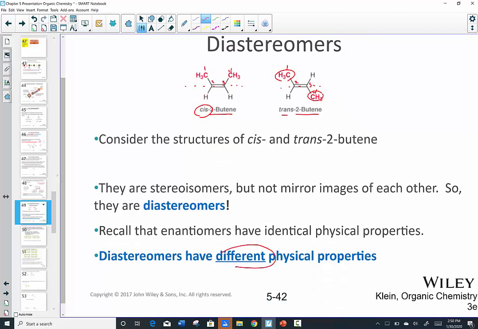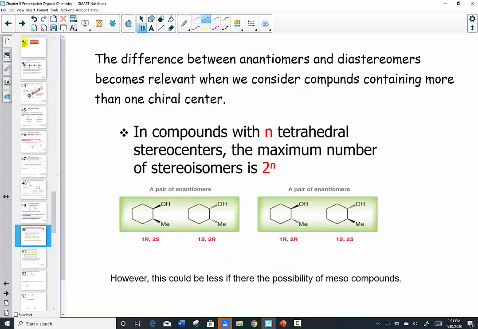Diastereomers have different physical properties. Mirror images, such as enantiomers, have exactly the same physical properties, except that they don't spin light in the same direction. So thinking about that, enantiomers and diastereomers become more and more relevant when we consider compounds containing more than one chiral center. And that's what we have to think about in terms of a meso compound as well. I'm going to break the video here and come back and talk about compounds that have more than one chiral center and introduce a vocabulary word known as a meso compound.